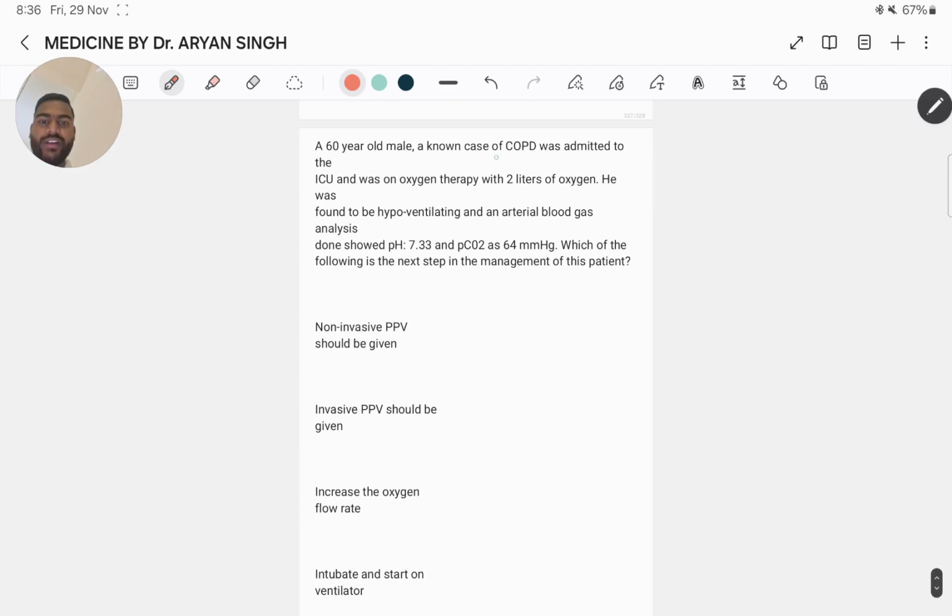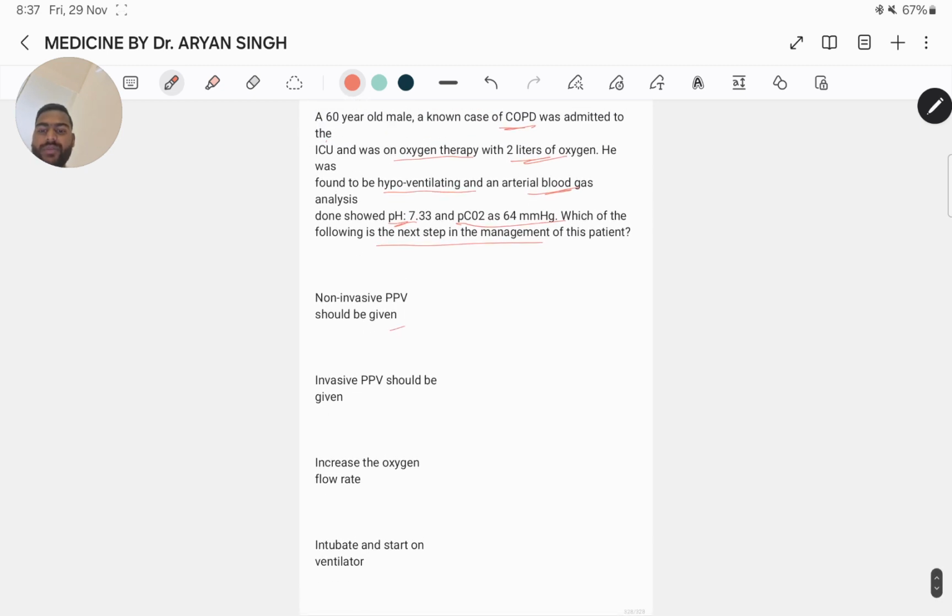A 60-year-old male, a known case of COPD, was admitted to the ICU and was on oxygen therapy with 2 liters of oxygen. He was found to be hypoventilating, and arterial blood gas analysis showed pH 7.33, PCO2 elevated. Which of the following is the best next step in management? Non-invasive PPV should be given. Invasive PPV should be given. Increase the oxygen flow rate. Intubate and start the ventilator. Best answer is A, non-invasive PPV should be given.